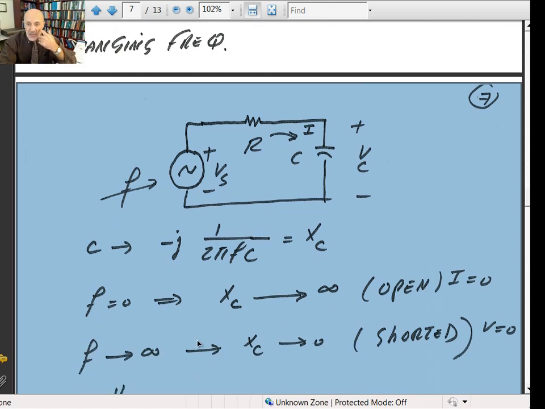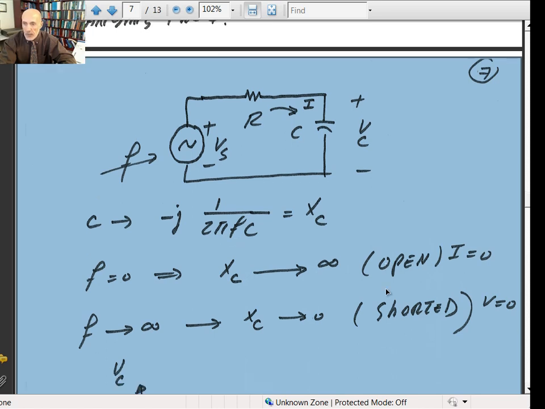At a low frequency, at DC, if you put 0 in here, 1 over 0 gives you infinity, so it acts like an open circuit, so there is no current flowing at a low frequency. At a high frequency, 1 over a very large number, it acts like a short circuit, and with it shorted, the voltage would be equal to 0.